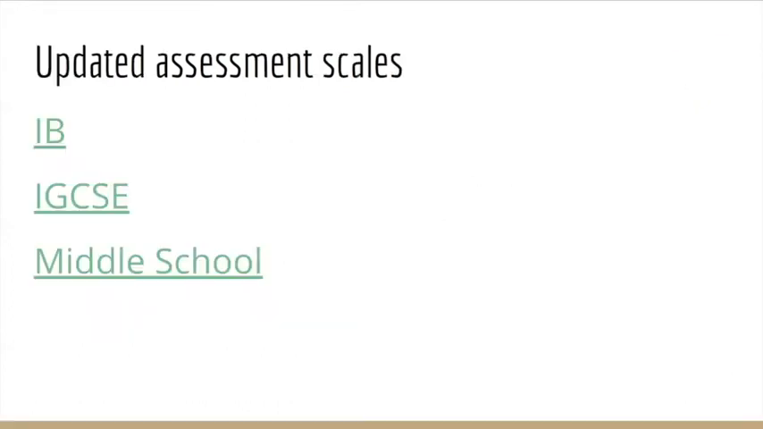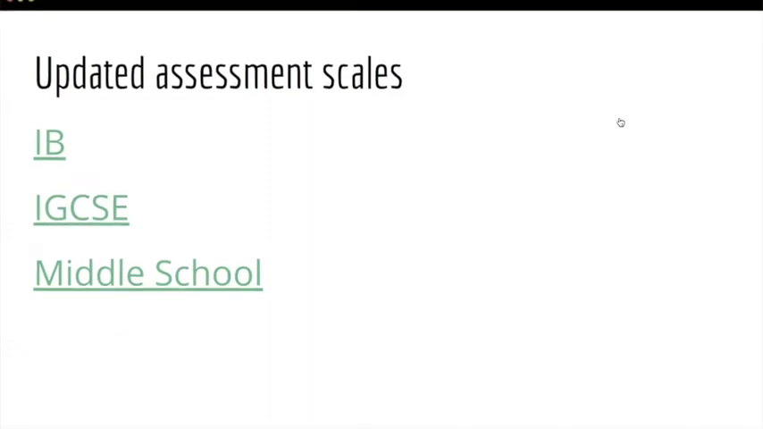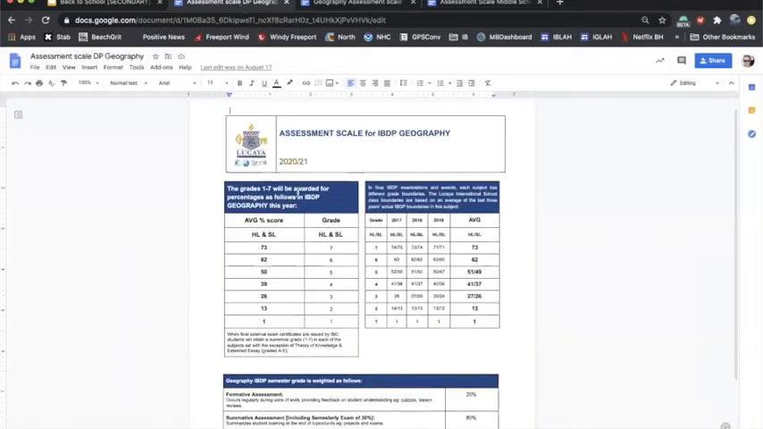So we developed our assessment model last year, and our assessment scales, or our assessment model, is very similar to last year. It's no different. We've just tweaked a couple of little things, and I'm going to show you what those are now. At the DP level, this is using a geography example from the subject I teach. It's exactly the same as it was last year.